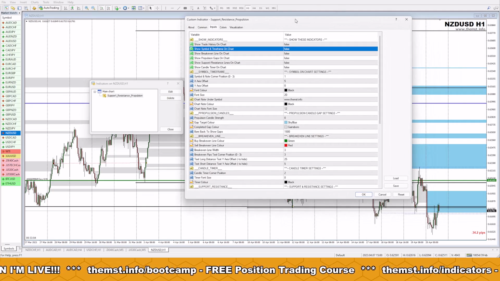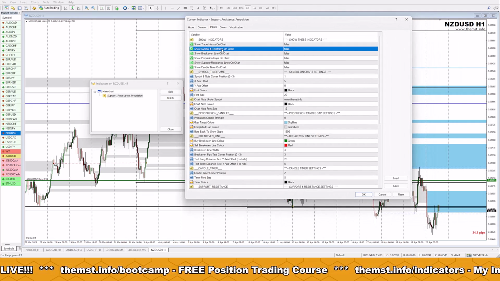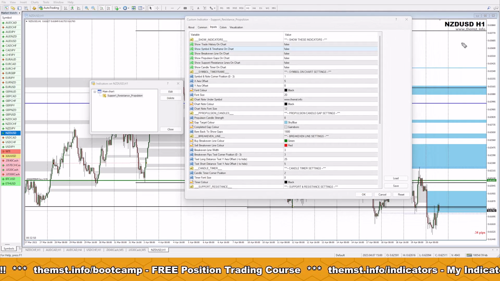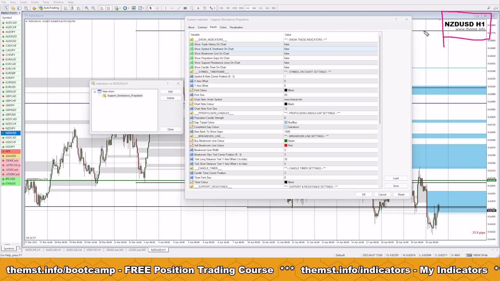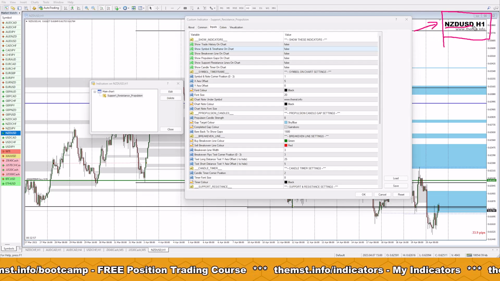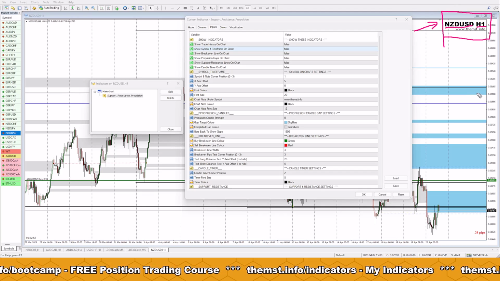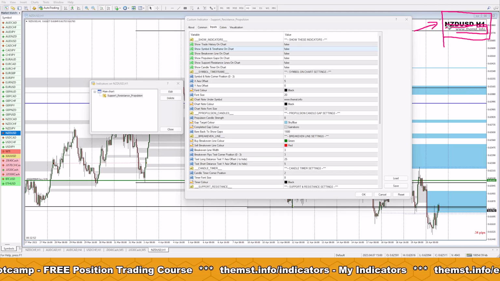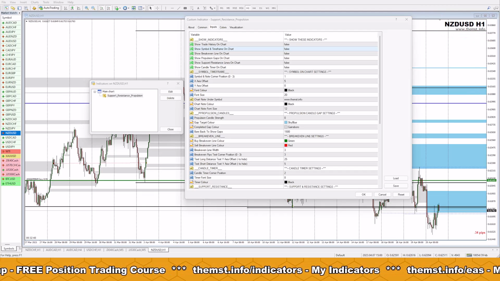Second part, as you can see here, is to show the symbol and time frame on the chart. That displays this area up here, which basically shows you the symbol that you're trading and the time frame that you're currently on. And there's also a note that you can put underneath. We'll go through those settings in a second.